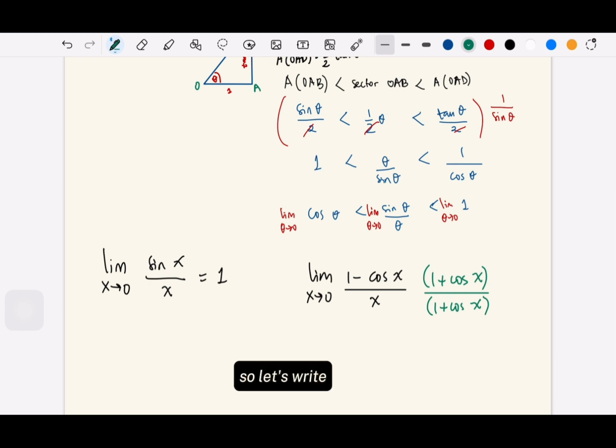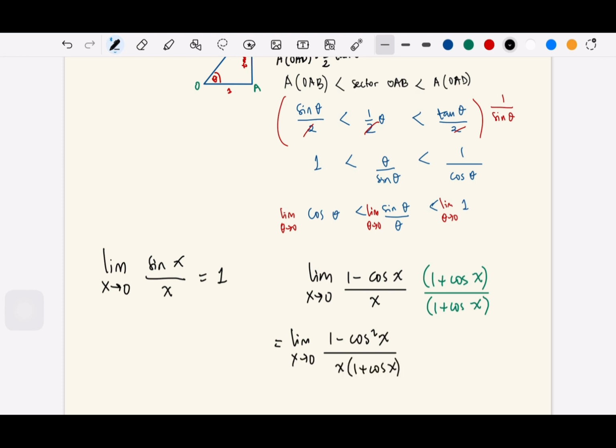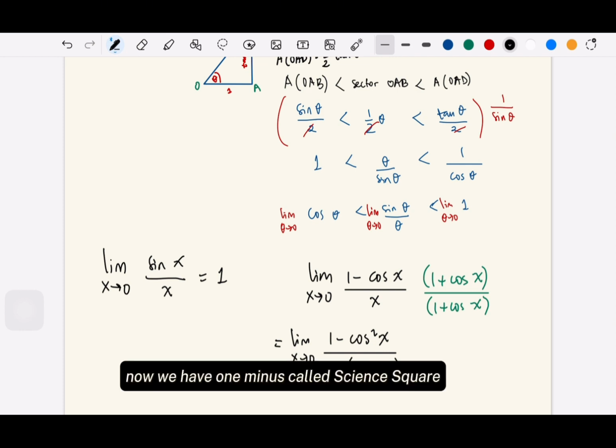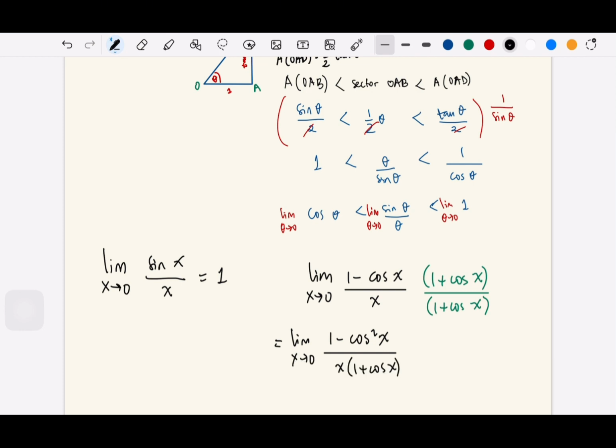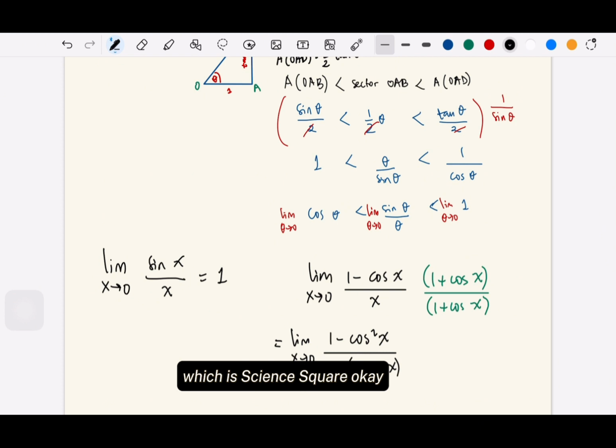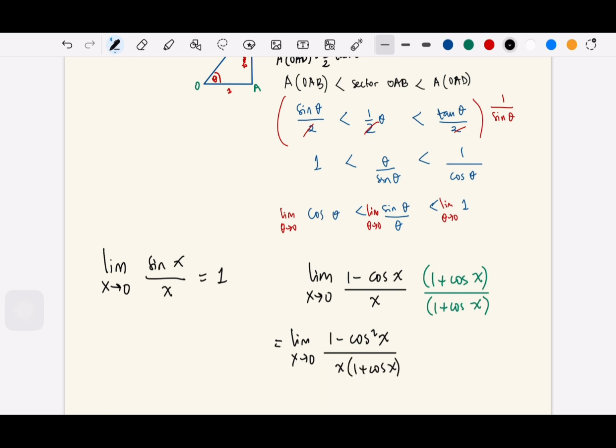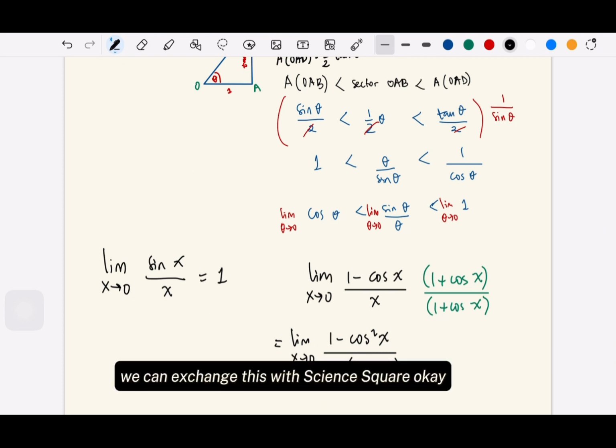So let's write this, and just keep it as it is. Now we have 1 minus cosine squared, which is sine squared. Okay? We can exchange this with sine squared.